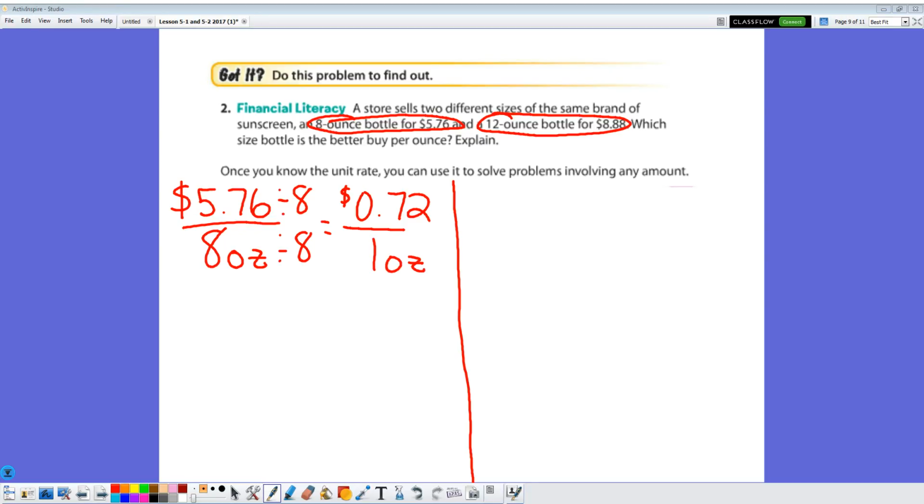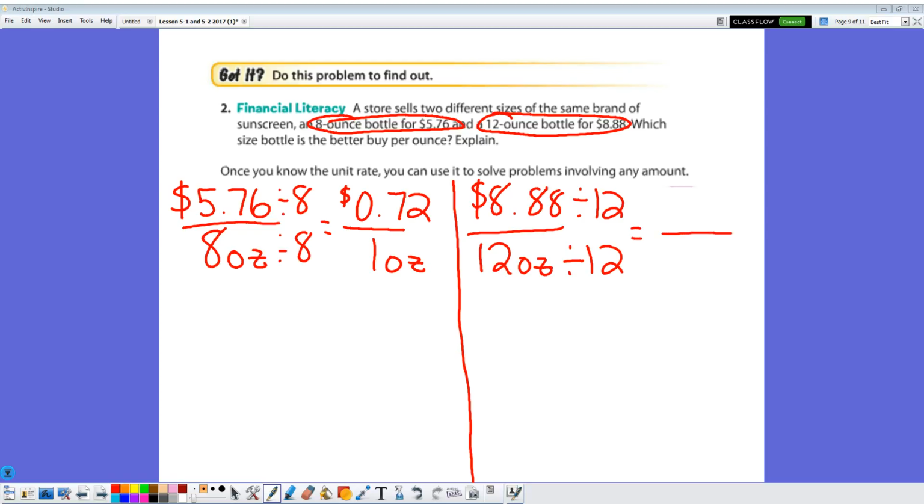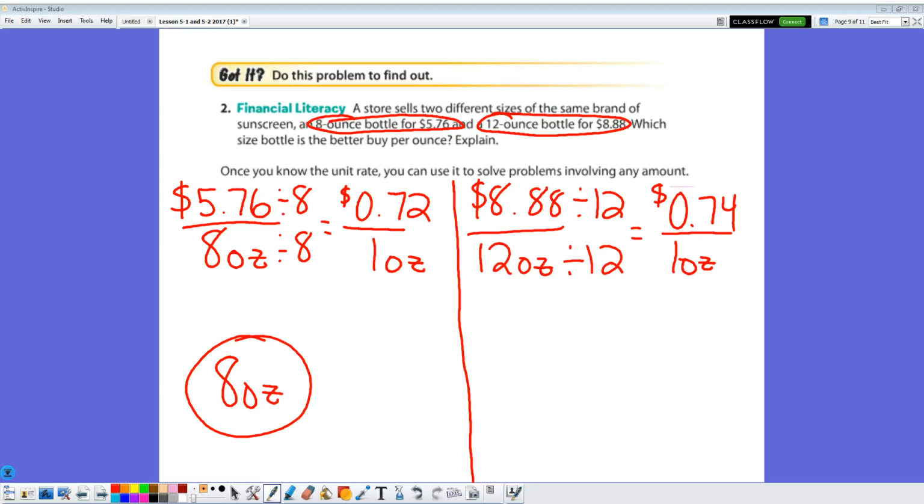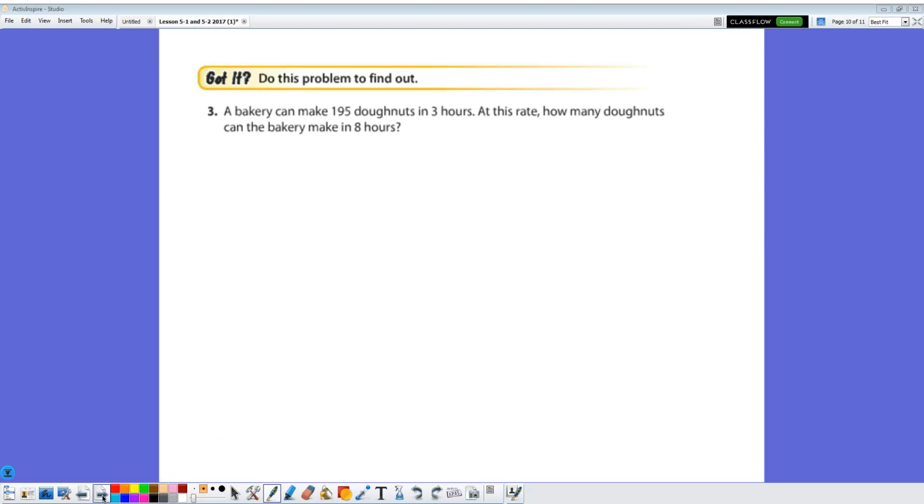And now I'm going to do the same thing with the 12-ounce bottle. Again, I'm going to put money in the numerator. Since I want a denominator of 1, I'm going to divide the numerator and the denominator by 12. And this comes out to 74 cents. So which is cheaper, the 8-ounce bottle or the 12-ounce bottle? Okay, it's going to be the 8-ounce bottle because per ounce, it's cheaper. It's a better buy. You're really getting more for your money. Or you could say it has a lower unit rate.